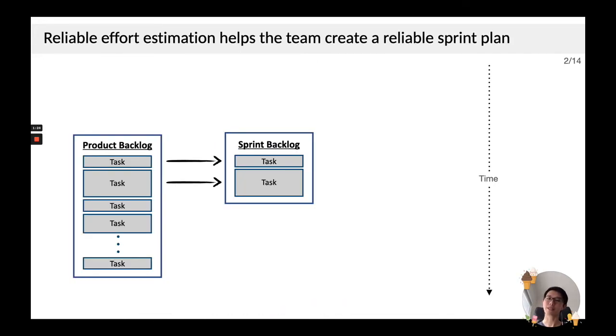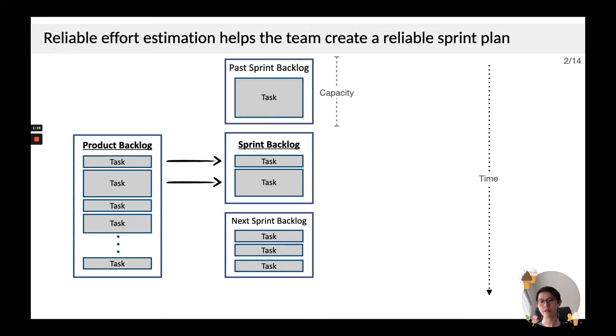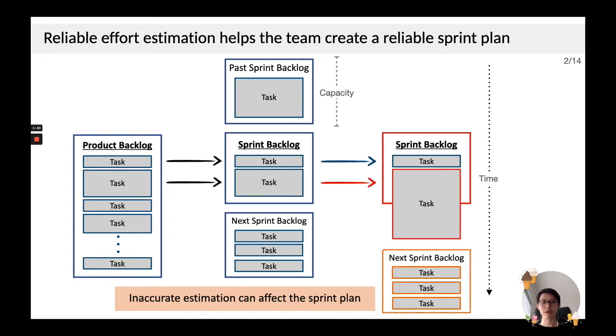Reliable and accurate estimation helps the team to create a reliable sprint plan. Effort estimation helps the team to allocate the right amount of work for each sprint. In the long run, this will help the team maintain a reliable sprint delivery, which strengthens the trust between the team and stakeholders. On the other hand, if the estimation is inaccurate, the sprint delivery might be delayed.